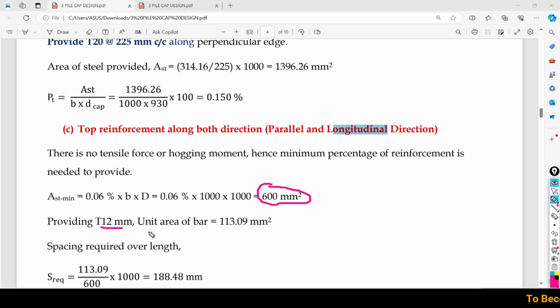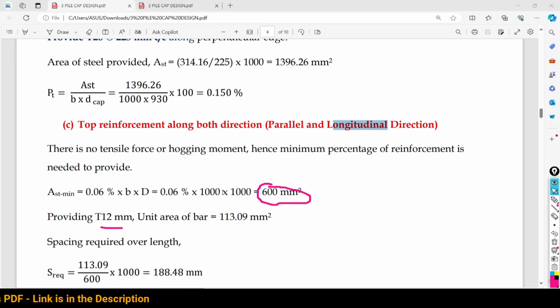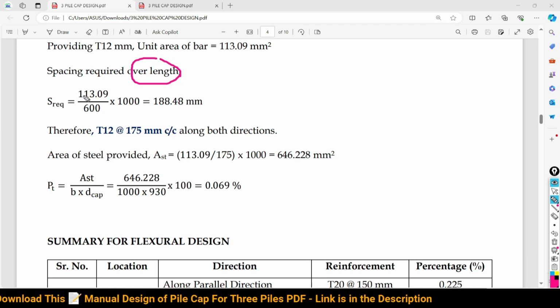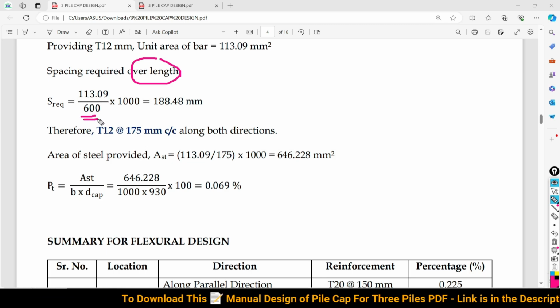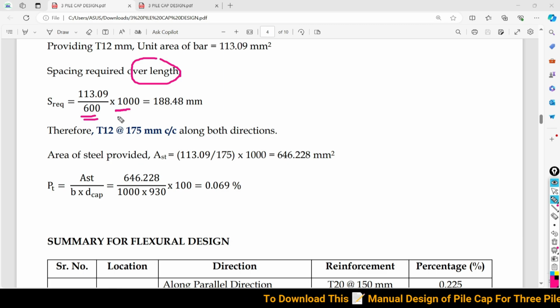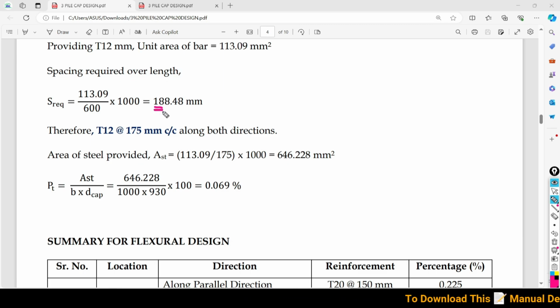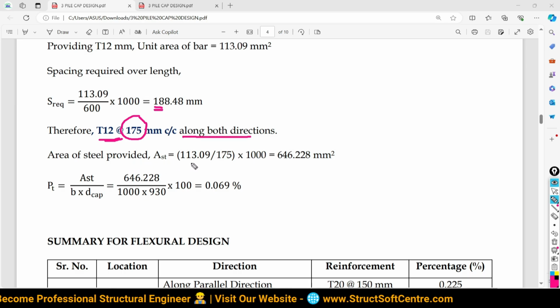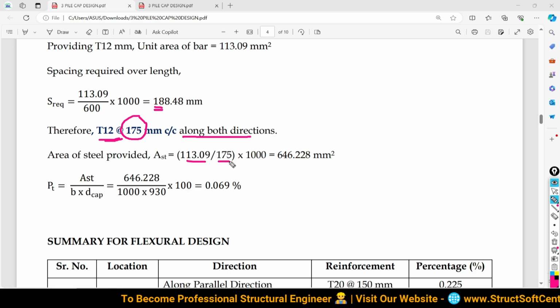Now providing 12 mm diameter of bar, the unit area of 12 mm diameter of bar is 113.09. After this, spacing required along both directions will equal 113.09 divided by 600 multiplied by the 1 meter width we are going to consider, so 188.48 spacing required to provide that much reinforcement. So 12 mm diameter of bar at a spacing of 175 mm we are finally going to provide along both directions at the top face. So finally area of steel provided is unit area divided by the finally provided spacing of 175, multiplied by the considered width of 1000 mm.